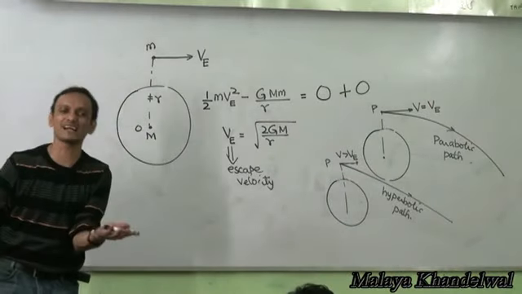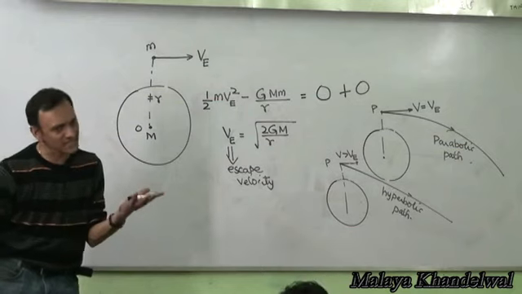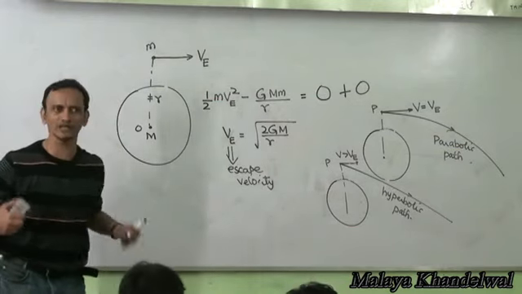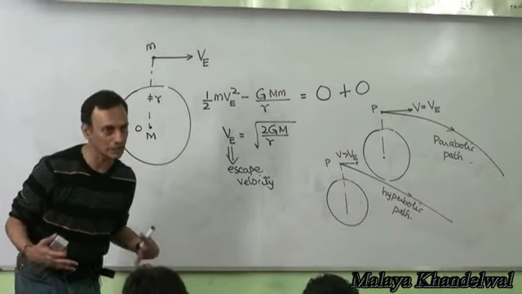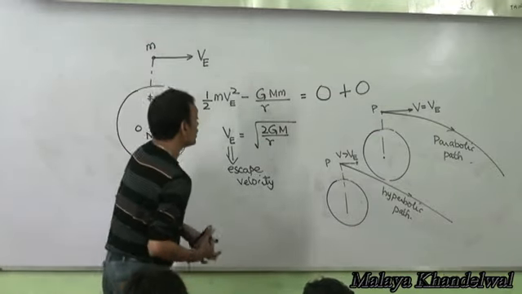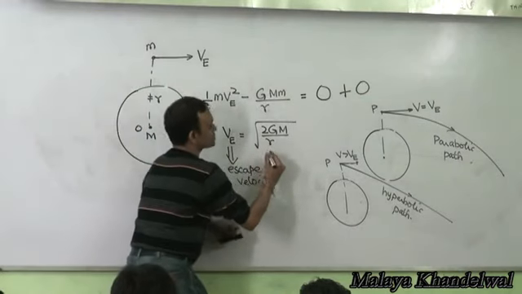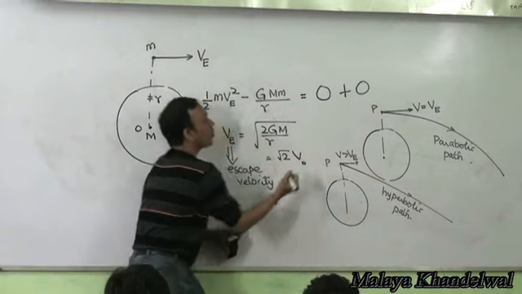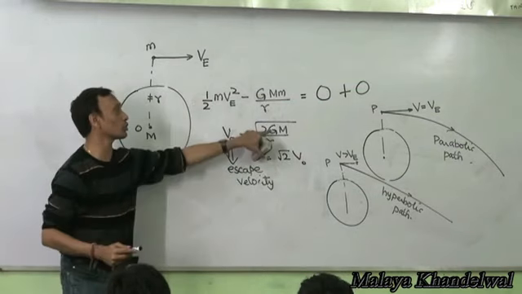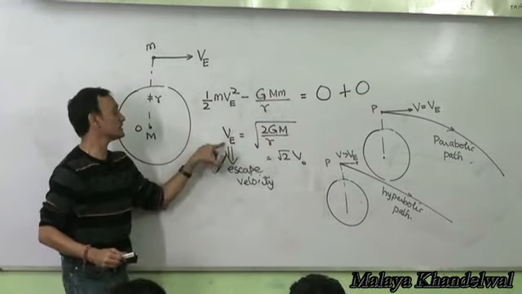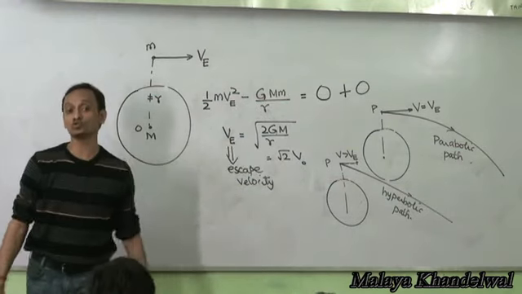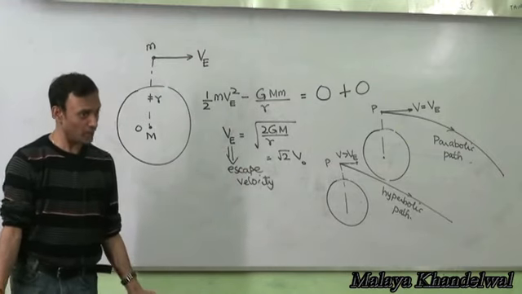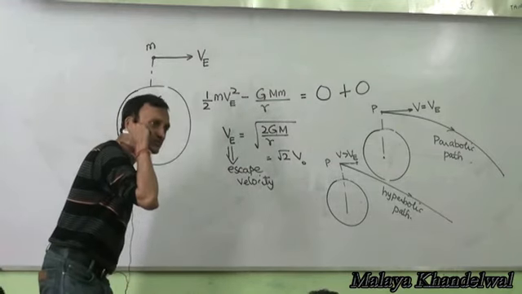V less than V escape means it will remain bounded to the earth. It will orbit around the earth in one fashion or the other. Clear? Now, the other fact that is easy to notice here is that the escape velocity is root 2 times the corresponding orbital velocity. Do you see that? The orbital velocity was root GM by r. The escape velocity at any point is root 2 times the corresponding orbital speed at that point. Clear? Confused?